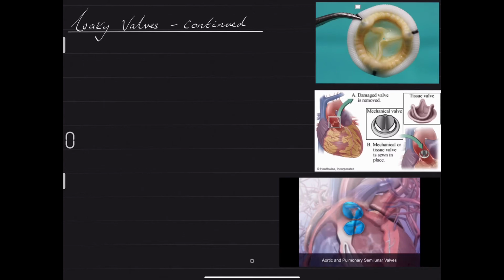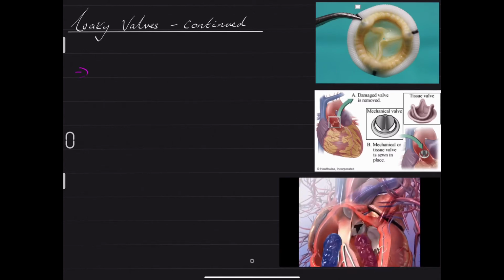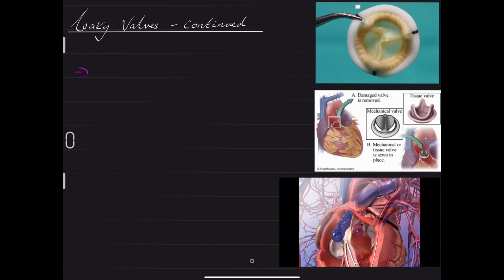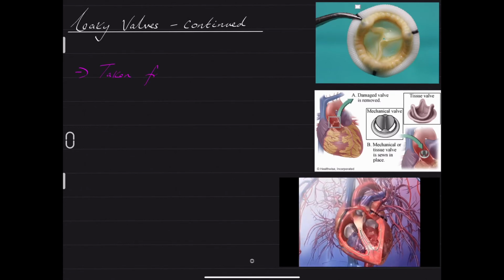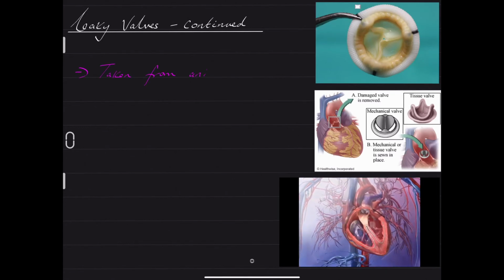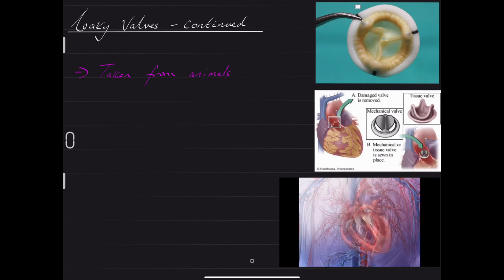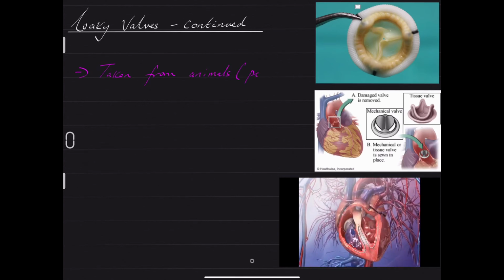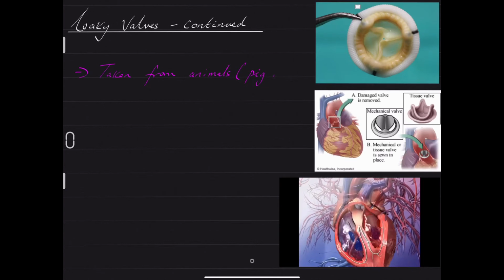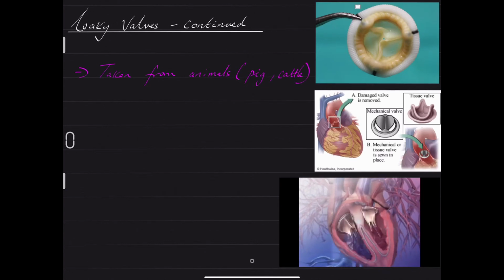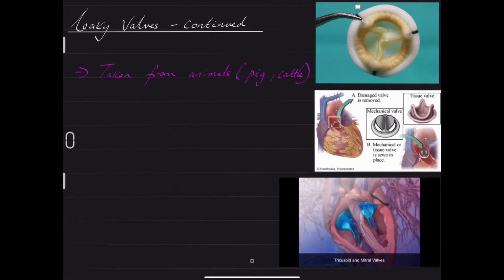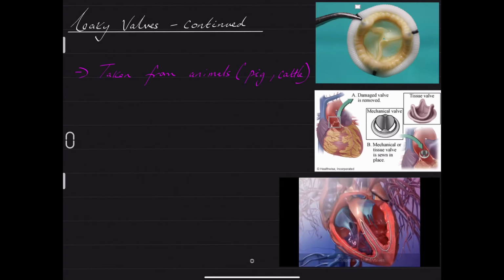So let's put some of this in words. Biological valves are taken from animals, and examples would be pigs or cattle, and also we can actually take them from other humans as well.